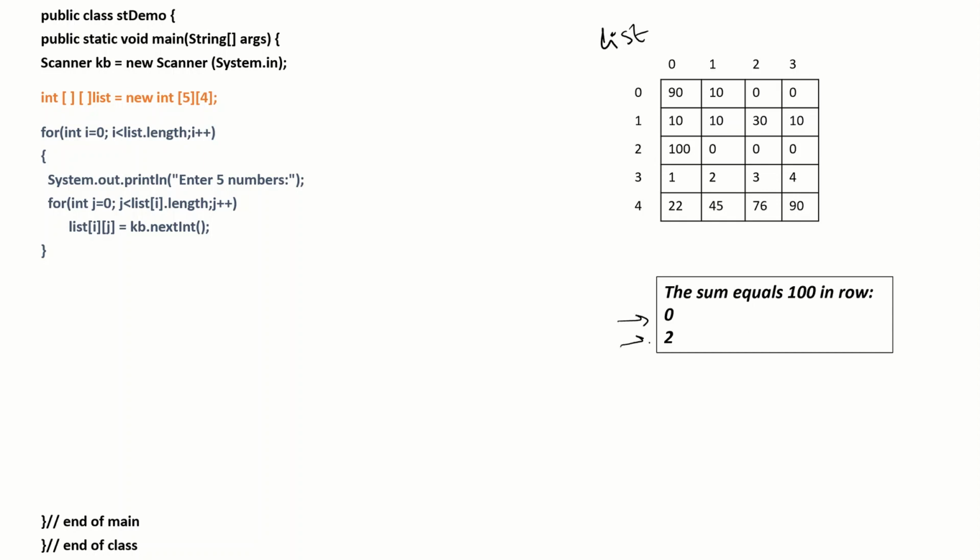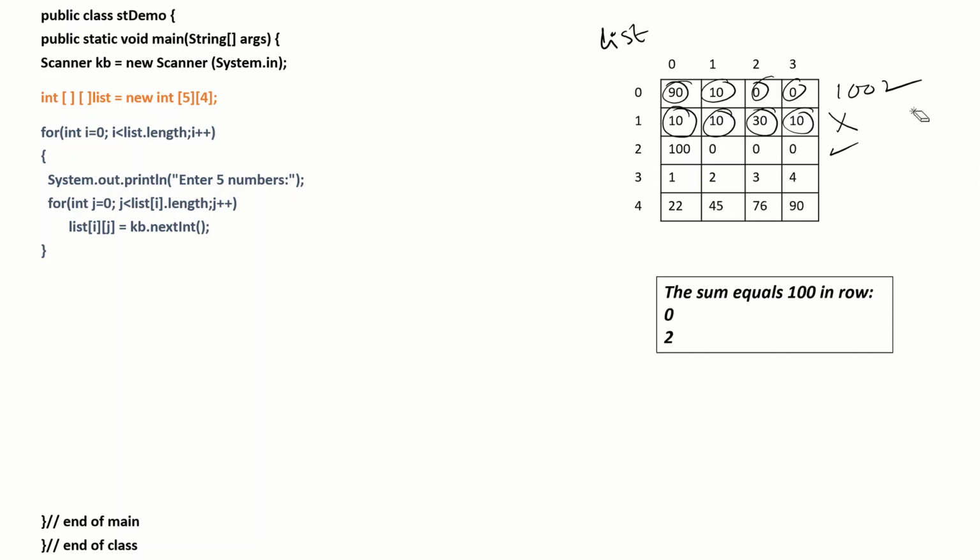In row 0 and in row 2, because if you check here in row 0, the summation 90, 10, 0 and 0, this is 100, so we will have to output. In row number 1, the summation 10 plus 10 plus 30 plus 10 is not 100. Here we have 100 plus 0, so this is okay, we have to do the output. The other rows also, the summation is not 100.